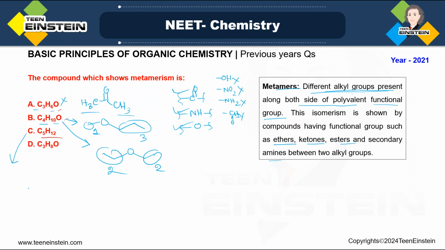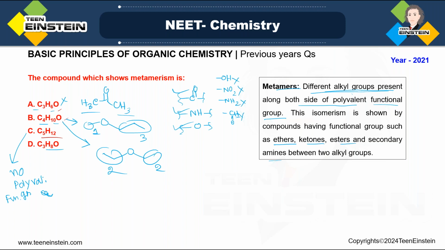In case of C, it is basically a hydrocarbon. Here no polyvalent functional groups are present. Polyvalent functional group not present. So that is why it will not be able to show metamerism.